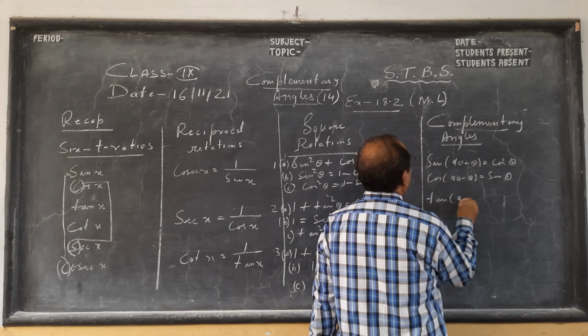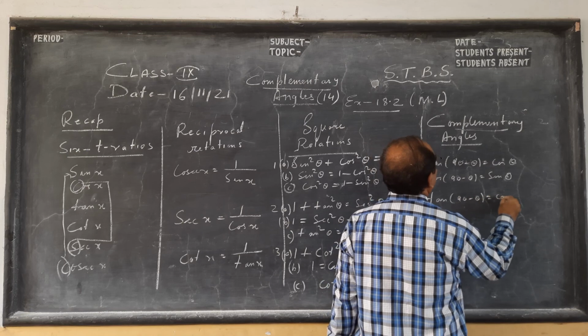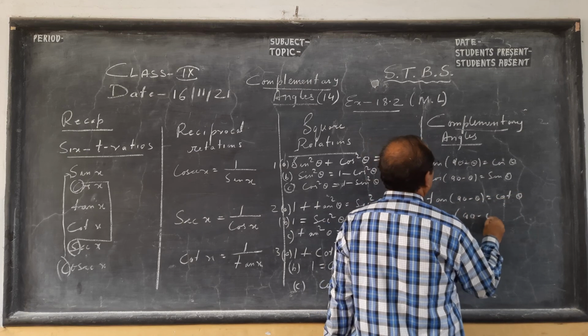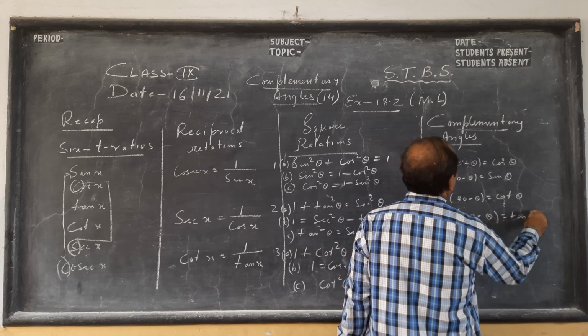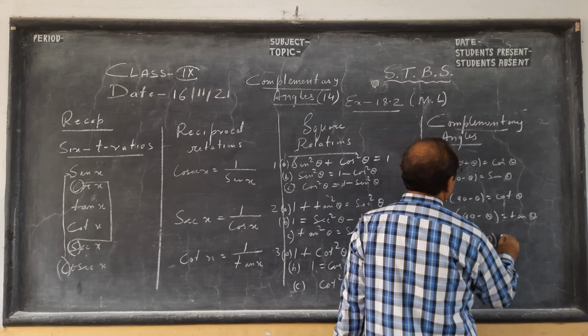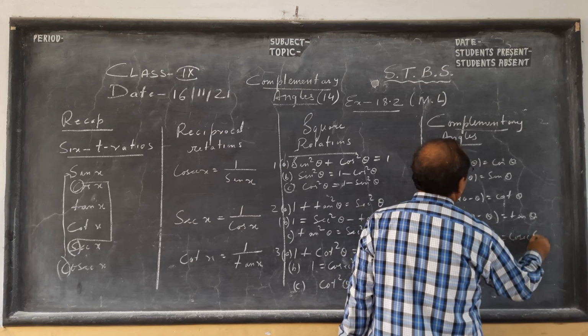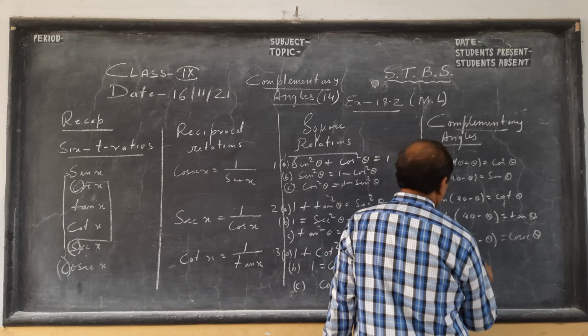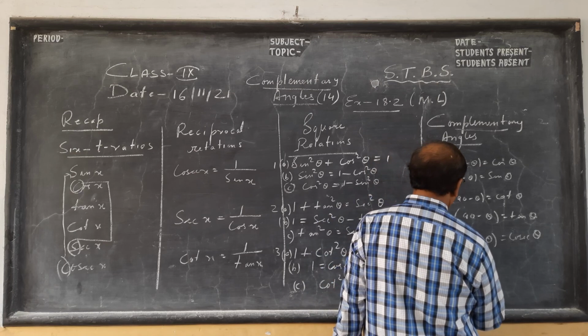Tan 90 minus theta is cot theta. Cot 90 minus theta is tan theta. Sec 90 minus theta is cosec theta. This is what is called the trigonometric ratios of complementary angles.